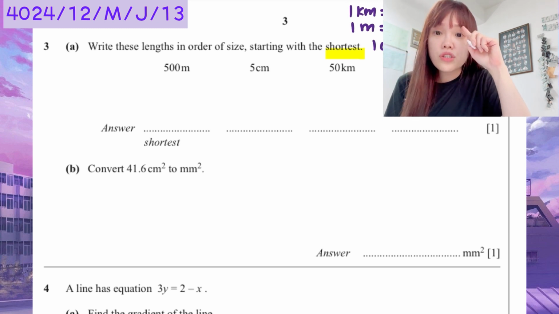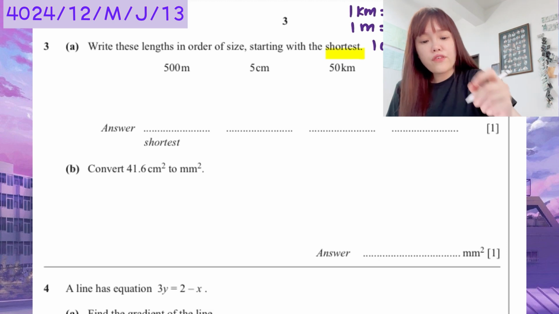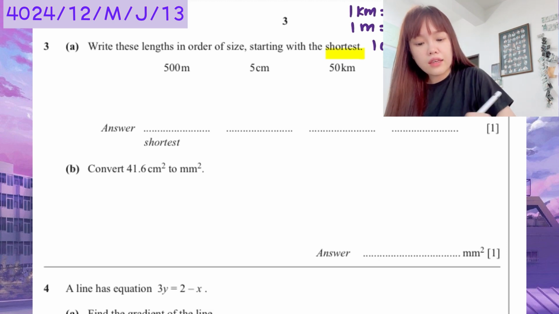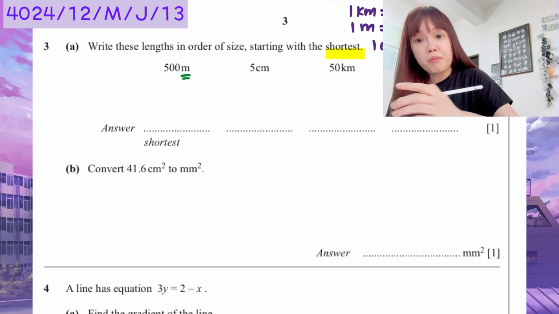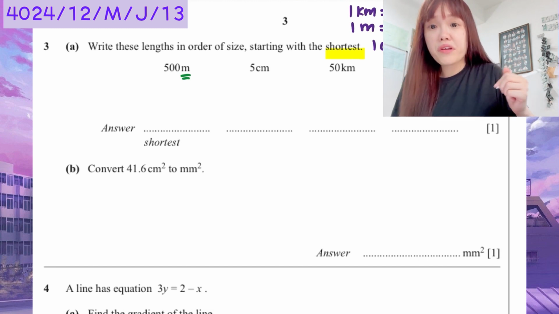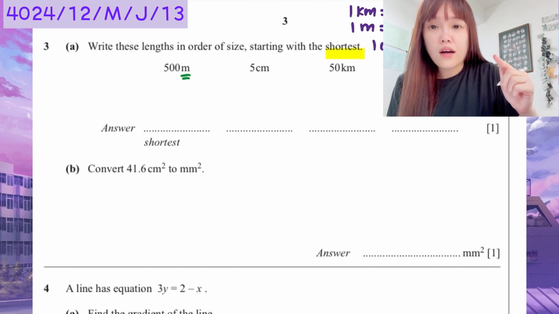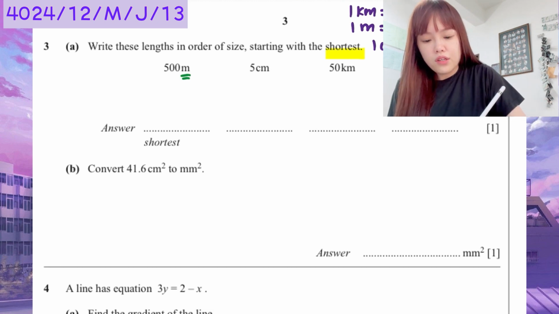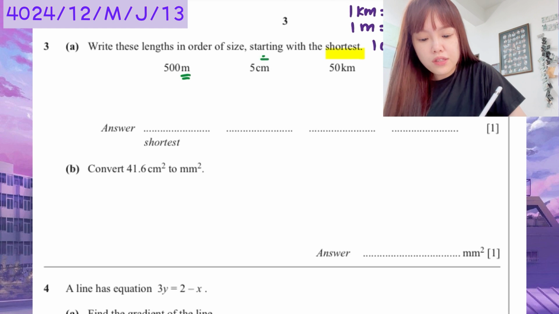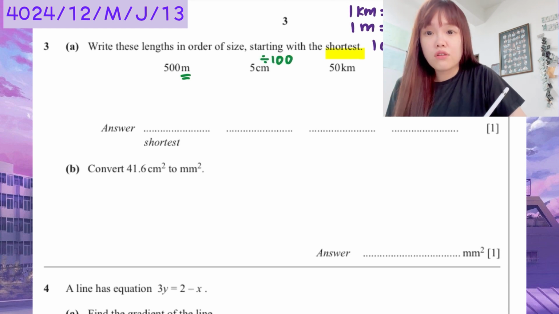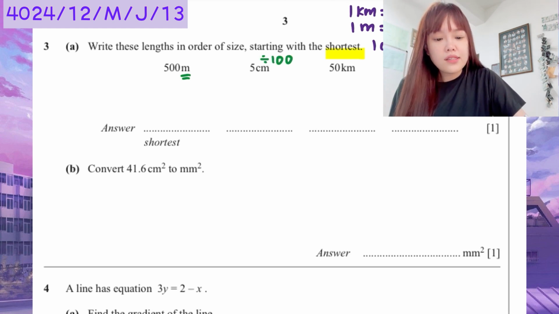Okay, these are the conversion units that you need to know. So 500 meter, I remain it the same, 500 meter, because it's already in meter. My goal now is to change all to the same unit, which is meter. So 5 centimeter here, I need to divide by 100 in order to get meter. Centimeter change to meter is divided by 100.